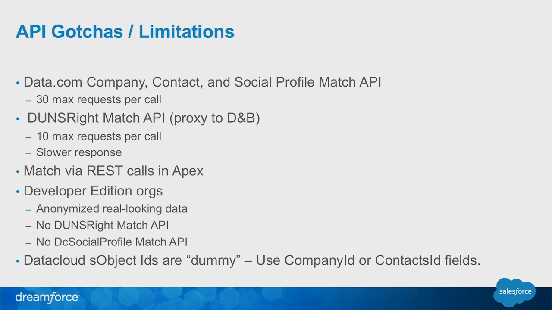You would realize all the Data Cloud sObjects have this field called ID. Do not get carried away by that field. It's a dummy field, and it would always return the same value. The fields that you're looking for when looking at Data Cloud Company is the company ID, and when you're looking at Data Cloud Contact, it's the contact ID.